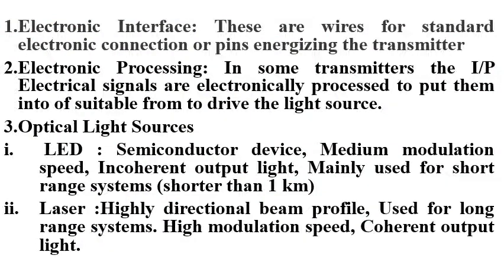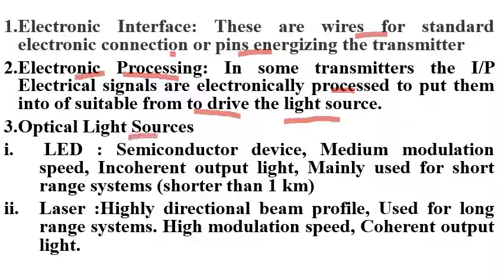First is electronic interface. These are wires for standard electronic connections or pins energizing the transmitter. Second, the electronic pre-processing circuitry. In some transmitter, the input electrical signal are electronically processed to put them into suitable form to drive the light source. लाइट सोर्स को ड्राइव करने के लिए उन्हें जिस फॉर्म में सिग्नल चाहिए उस फॉर्म में कन्वर्ट करता है ये इलेक्ट्रॉनिक प्री प्रोसेसिंग सर्किट.